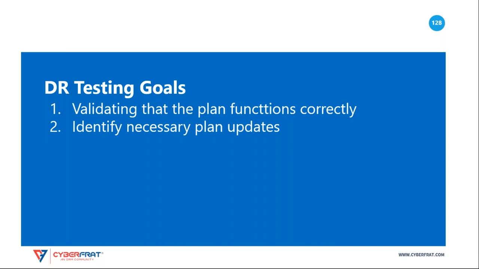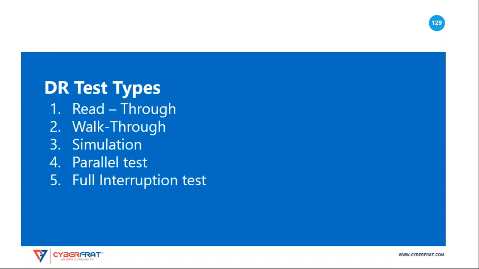Each test of a disaster recovery plan has two goals. First, it validates that the plan functions correctly and that disaster recovery technology will work in the event of an actual disaster. Second, the disaster recovery test provides an opportunity to identify necessary updates to the plan due to technology or business process changes. Let's talk about five types of disaster recovery testing: read through, walk through, simulation, parallel test, and full interruption test. Let's go one by one.